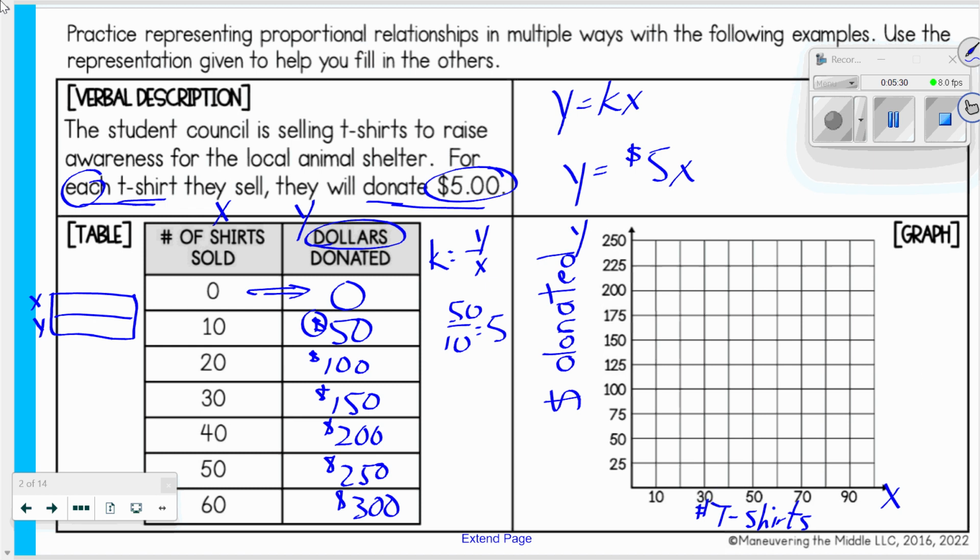So I know it's at 0, 0. At 10, it was 50. At 20, it was 100. At 30, it was 150. And keep going up. Once I have those dots on, you must use a straight edge. I cannot draw a straight line without a straight edge. You guys cannot freehand it.